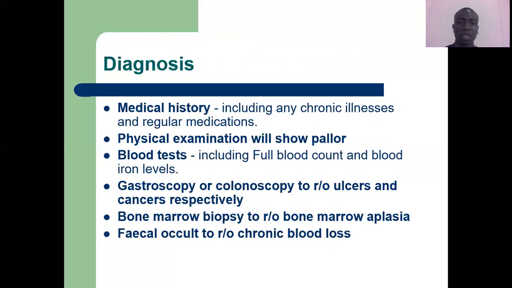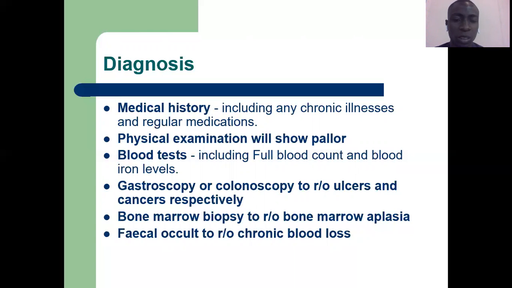Diagnosis. Medical history includes any chronic illnesses and regular medication. Physical examination will show pallor. When you do a physical examination, you're going to see pallor. Blood test, you do a full HB, and you discover there's a reduction in the HB levels.